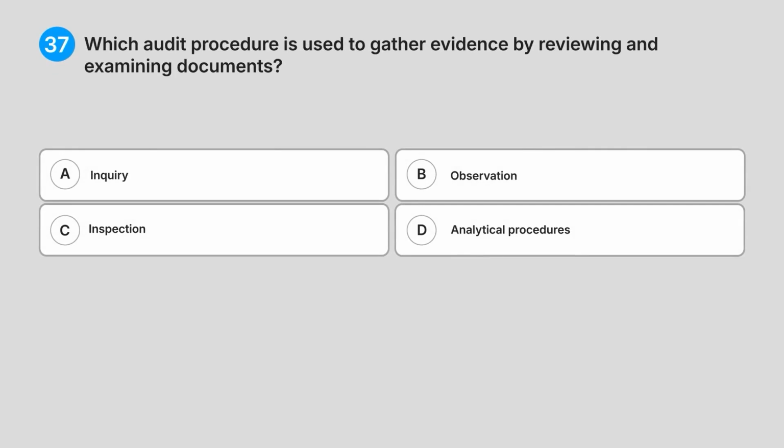37. Which audit procedure is used to gather evidence by reviewing and examining documents? A. Inquiry. B. Observation. C. Inspection. D. Analytical procedures.